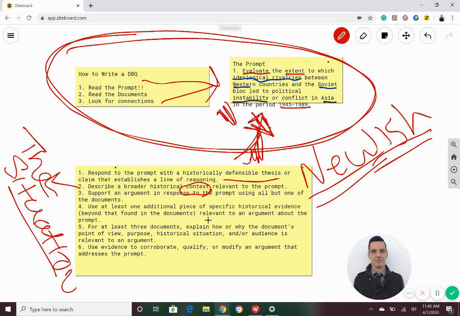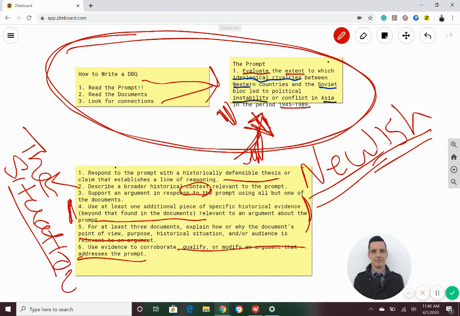Use one additional piece of historical evidence, so something outside of your documents. This is one of the points you can gather, which most of you didn't. You want to use one piece of historical information outside of the documents. For at least 3 documents, explain how or why the document's point of view matters. How does the perspective matter? And then use evidence to corroborate, quantify, or expound on the point being made.